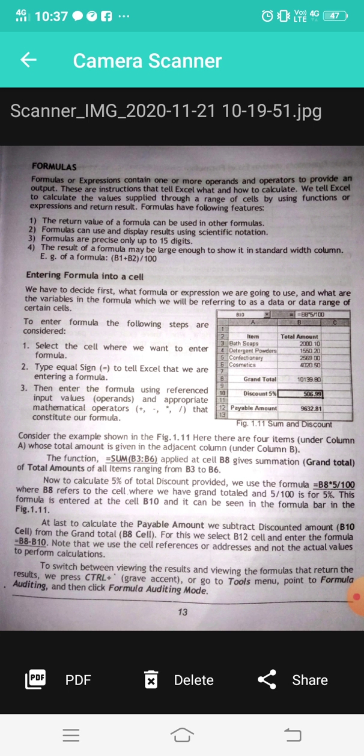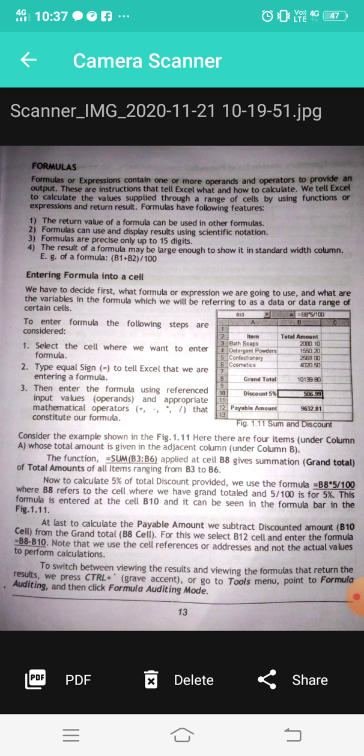There are mainly three steps to enter a formula, and these steps are to be considered. First we have to decide what formula or expression we are going to use, and what the variables in the formula are, which we will be referring to as data or a data range of certain cells. So there are three steps mainly.